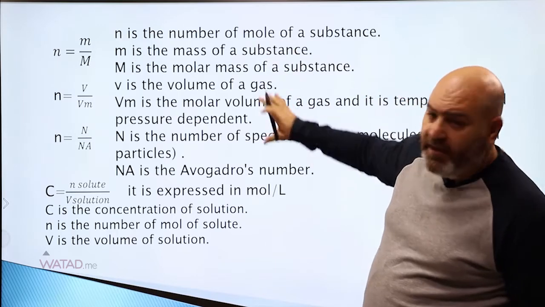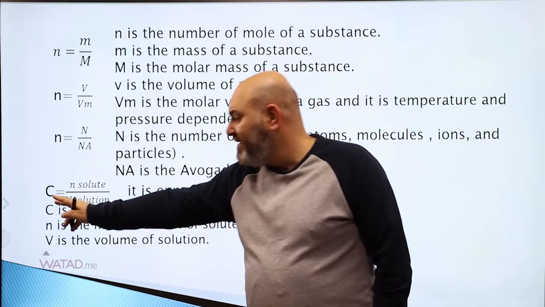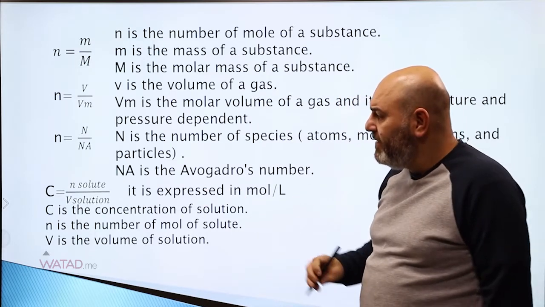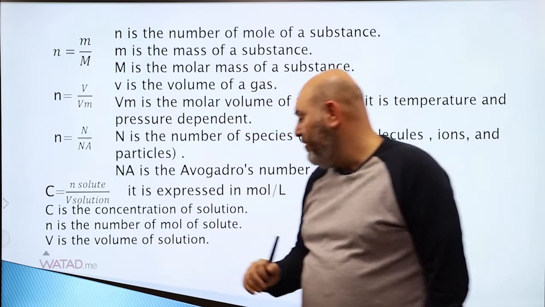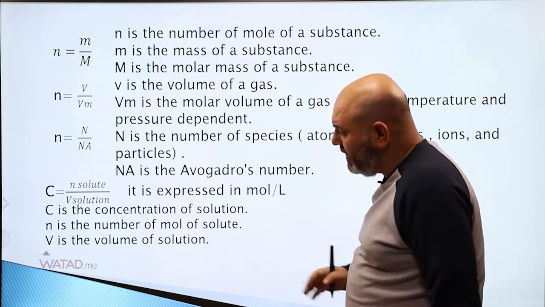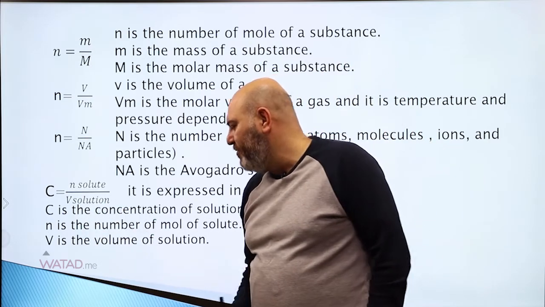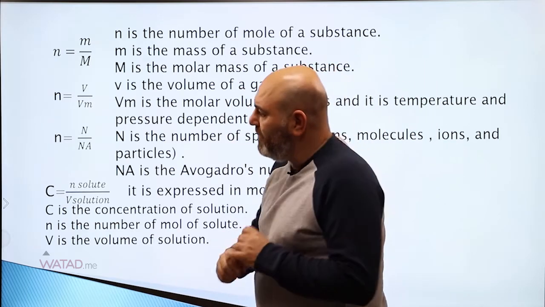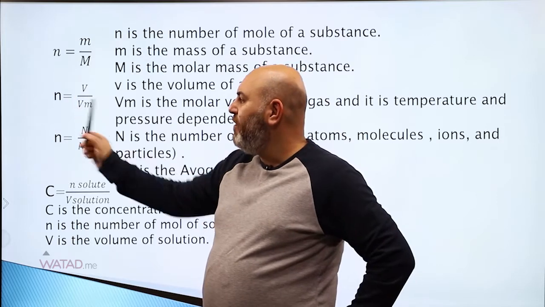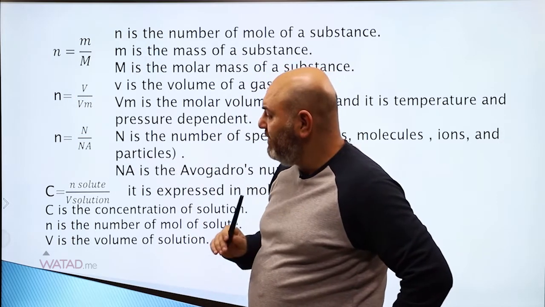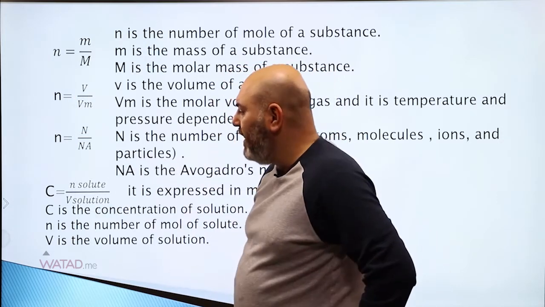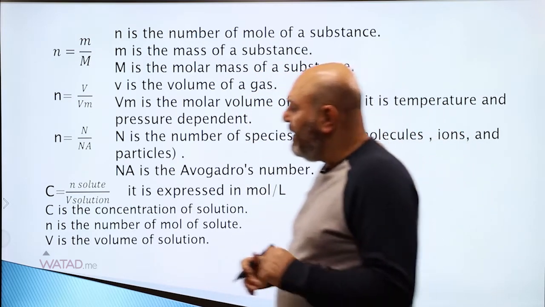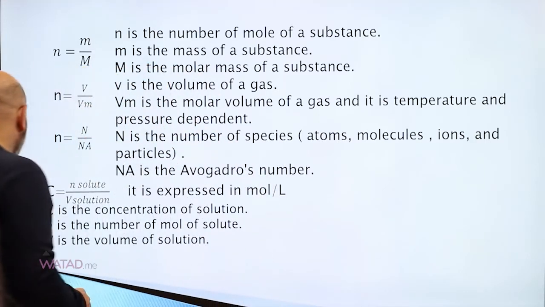In addition to these 3 rules, we have C equals n over V. This is expressed in moles per liter. C is the concentration of the solute in this solution, n is the number of moles of the solute, and V is the volume of the solution. What you have to keep in mind is that the rule n equals V over V molar is limited to gases. The rule C equals n over V is limited to solutions. Now this is the main concept that we are going to talk about.